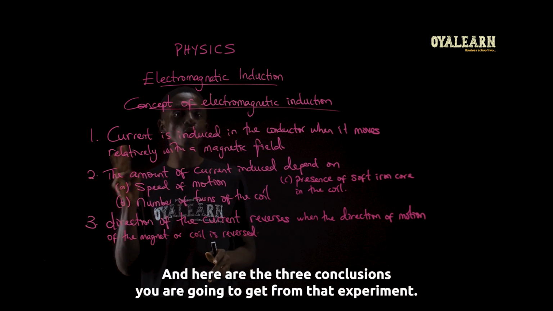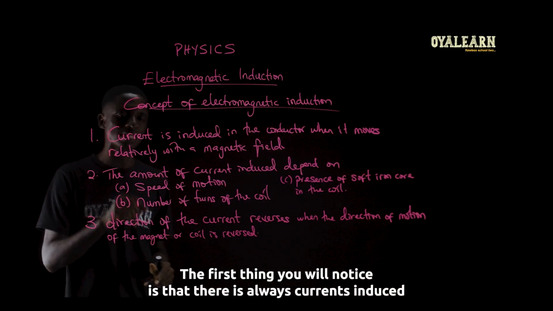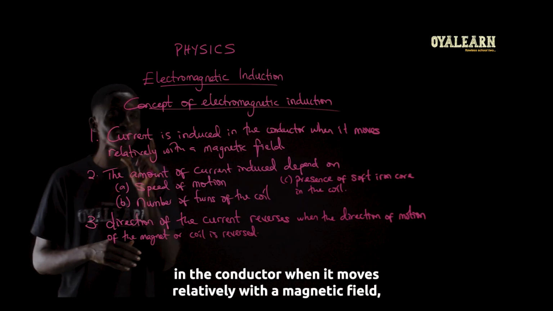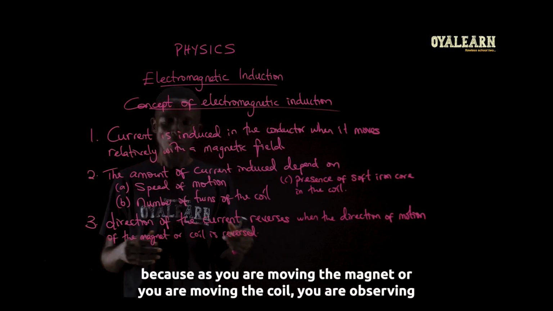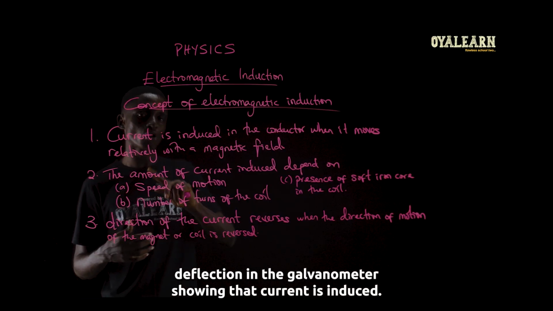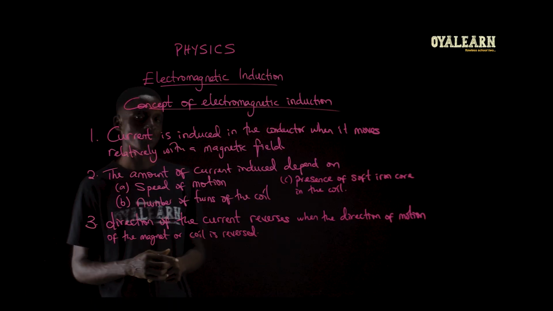And here are the three conclusions you're going to get from that experiment. You see here, the first thing you will note is that there is always current induced in the conductor when it moves relative to a magnetic field. Because as you are moving the magnet or you are moving the coil, you are observing deflection in the galvanometer, showing that current is induced.